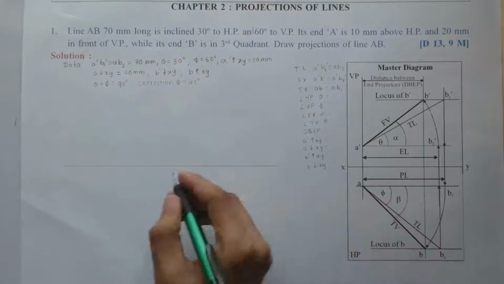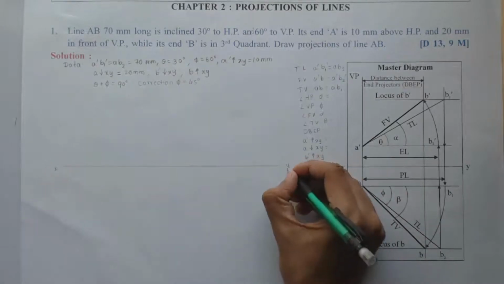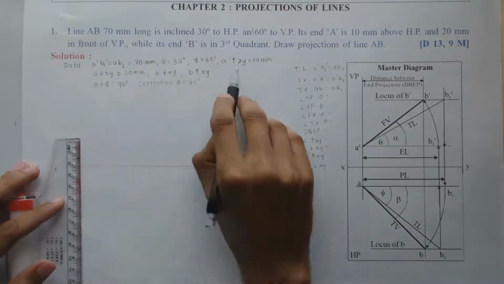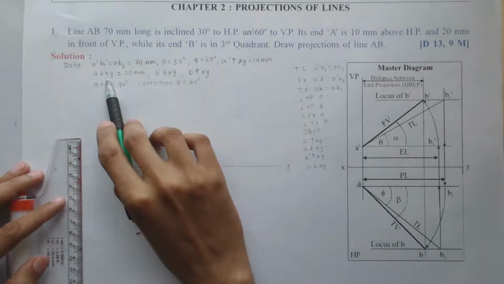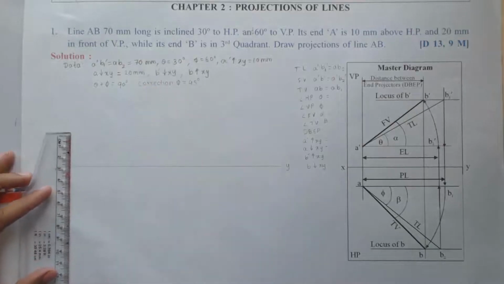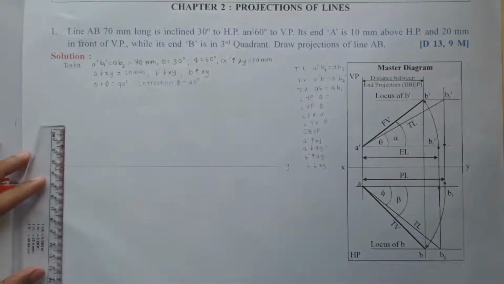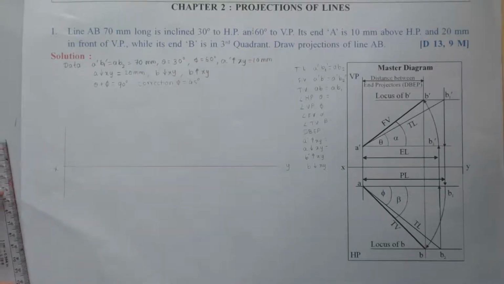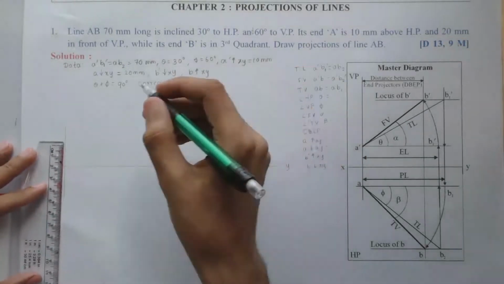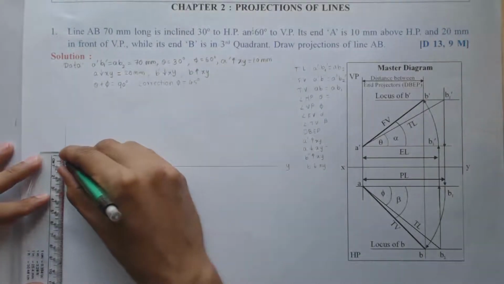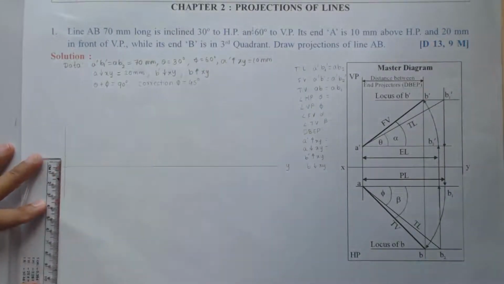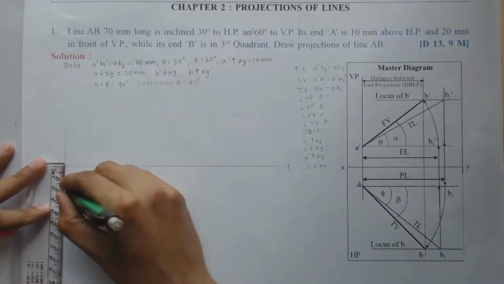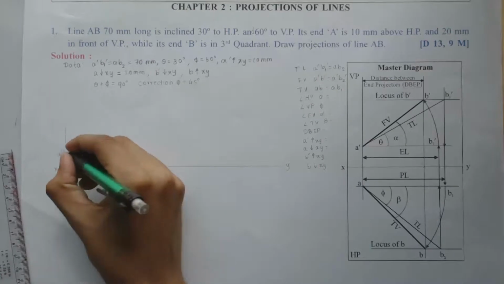So marking the XY line first, then we can start with the position of A dash 10 mm above and A is 20 mm below. So first dropping a vertical projector exactly perpendicular to XY. Now I have to mark A dash 10 mm above XY and A 20 mm below XY. So I have A dash and A.